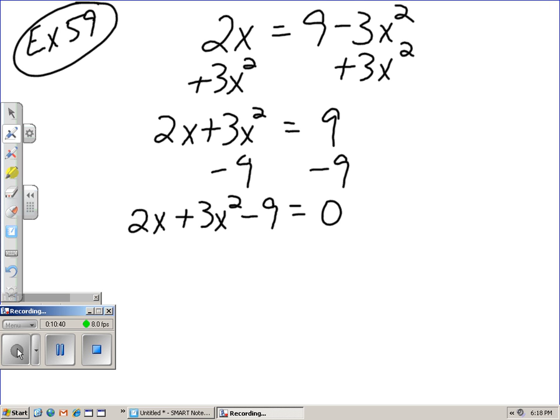I'm not quite ready because I need it to be in the right order. I need the x squared term first, and then the x, and then the 9. And remember, wherever you move them, their signs go with them.